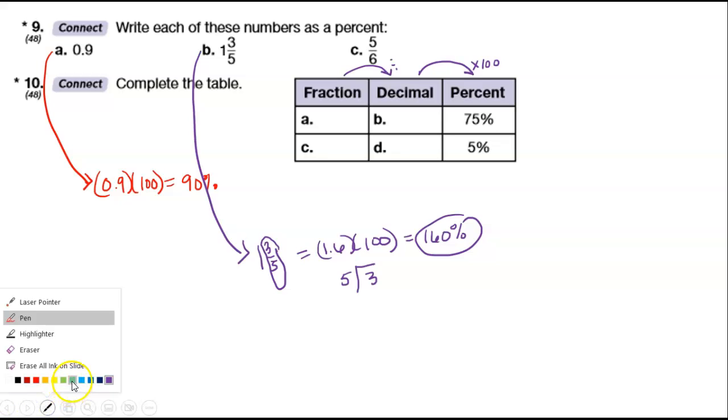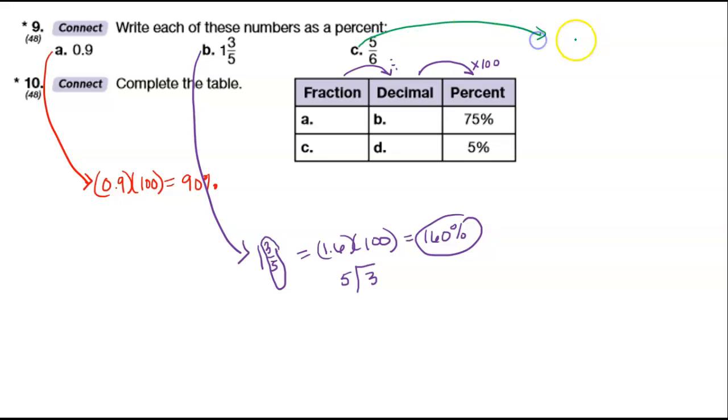Okay, next color. And then here, I need to divide 5 by 6. 5 divided by 6 is 0.83 repeating. When it's repeating, just give me 2 decimals. I've lost my, where in the world? There we go. Okay, lovely. So 0.83 repeating. When I multiply that by 100, I get 83%.